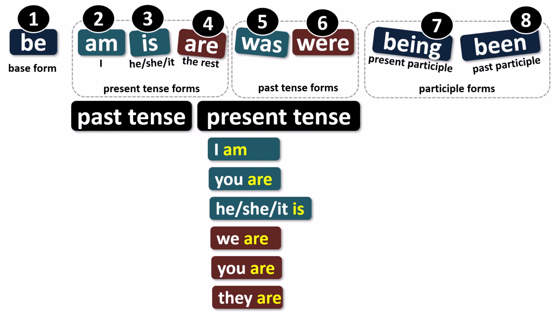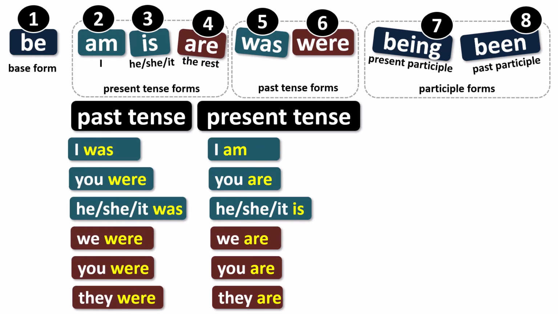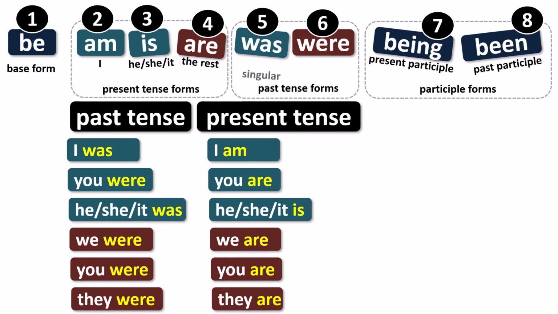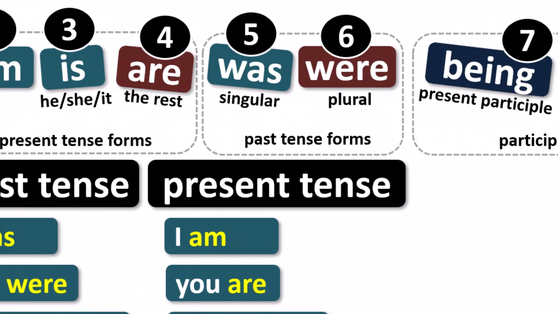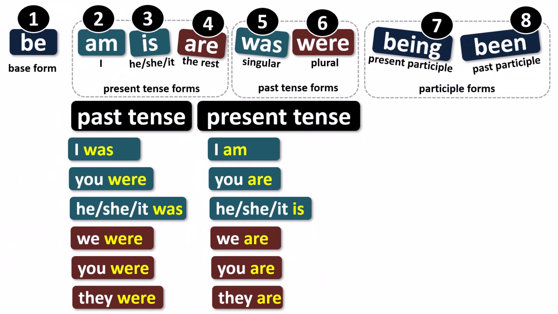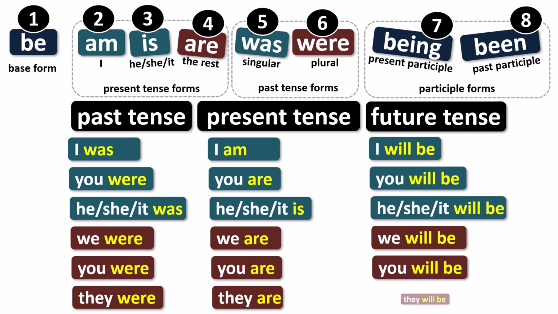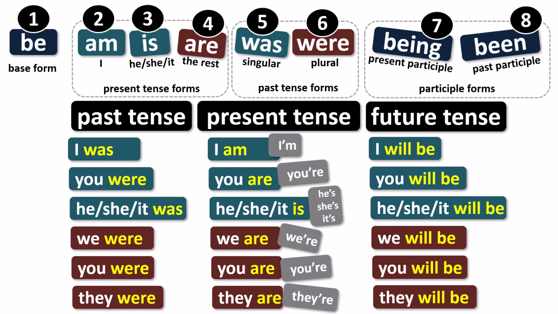Next, the past tense. Again, this is just revision. Was is used for singular and were is used for plural, except for that oddity with the singular version of you. Bear that in mind. And now the future tense. So that is the whole tense chart, but don't forget there are contracted versions in the present tense and the future tense.